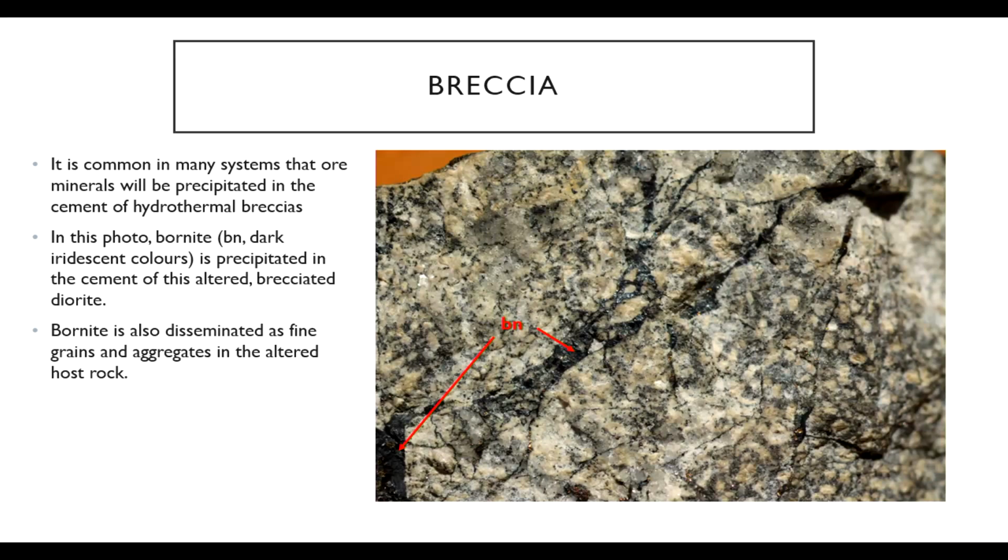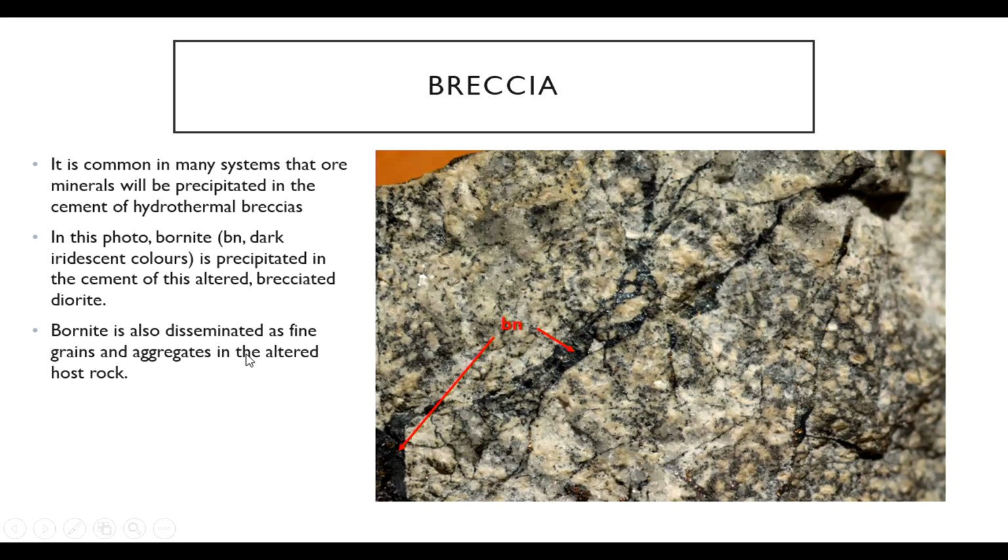So all minerals might be precipitated in the cement of the breccia. So remember, breccia, we're fragmenting the rock, but we have to somehow bind all those fragments together. So that is usually something that's related to the fluid. In a hydrothermal system, the fluid precipitates things out to act as cement, and it can be in the form of ore minerals. So in this case we have bornite precipitated in the cement of this altered diorite.